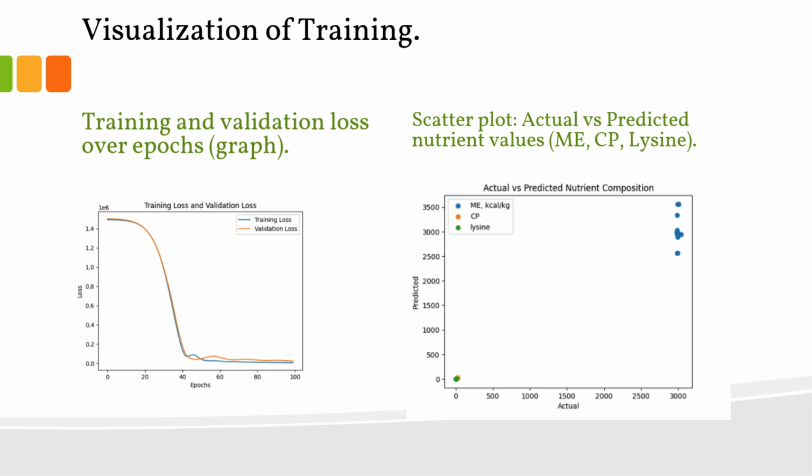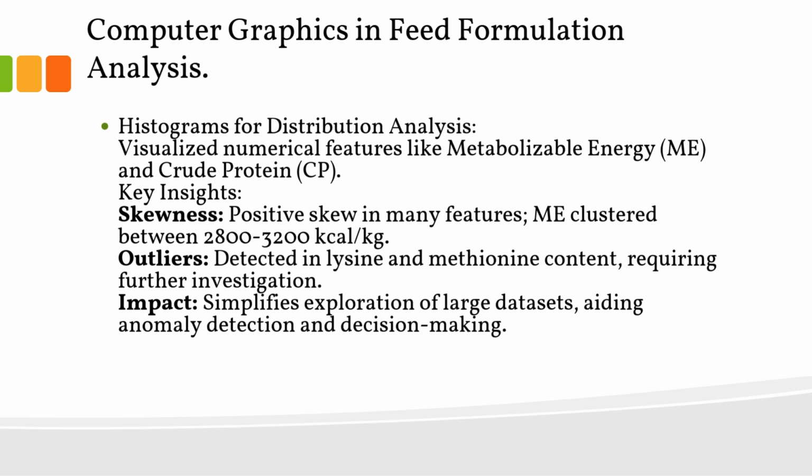Next slide. Looking at the graphics in the feed formulation analysis, we used histograms for distribution analysis, where we visualize numerical features, for example, metabolizable energy and crude protein. Here are the key insights. There was a positive skew in many of the features. The metabolizable energy clustered between 2,800 to 3,200 kilocalories per kilogram.